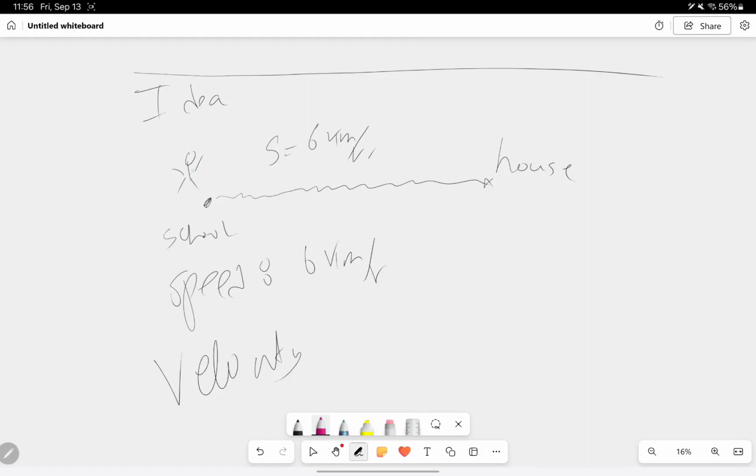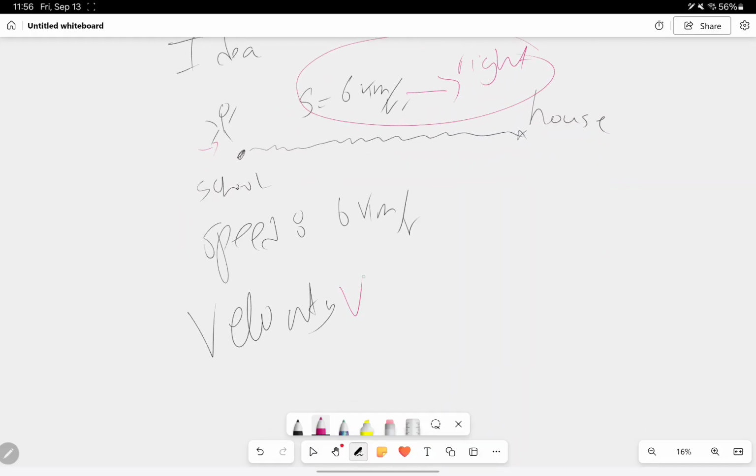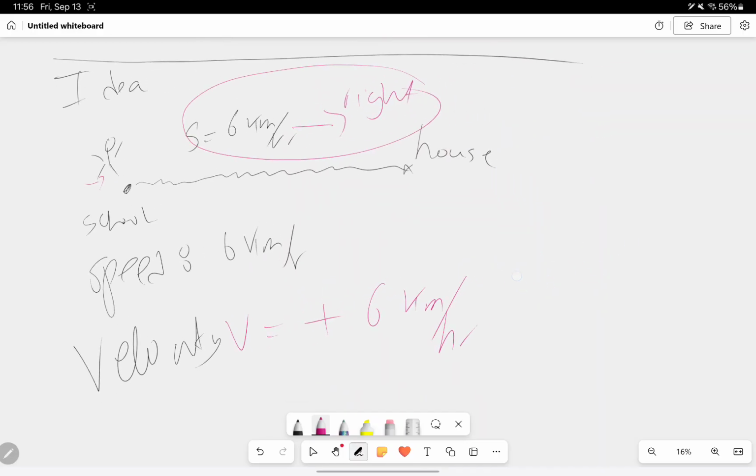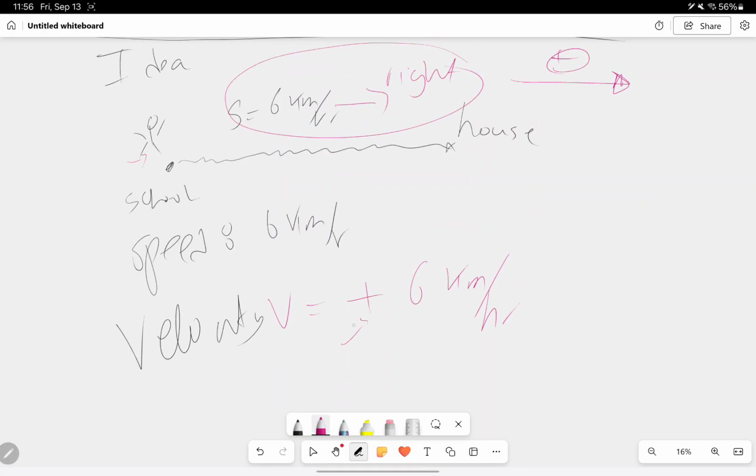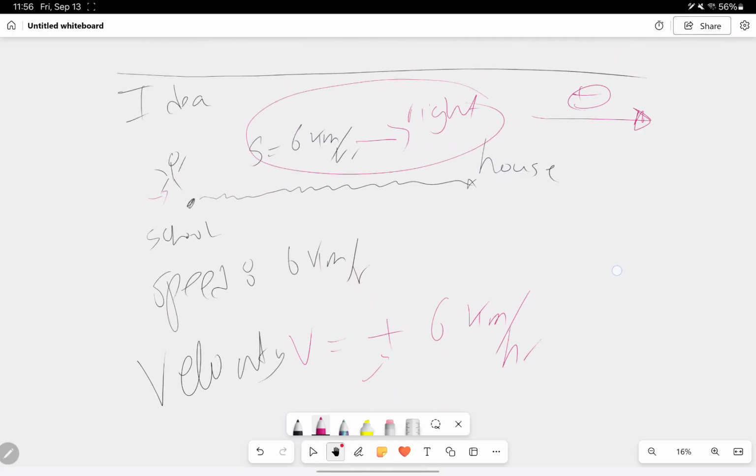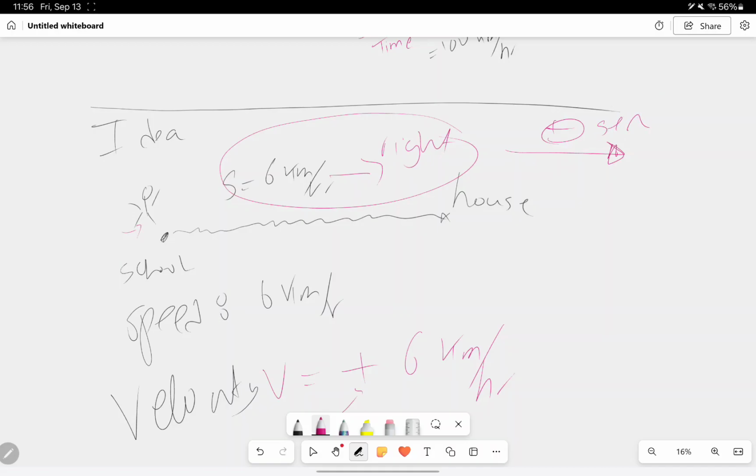But if I told you that this guy moved from school to his house, to the right, for example his house was to the right of the school, since over here I included direction, this becomes the value 6 kilometers per hour with a positive sign. Of course, let's assume, what do we assume by positive sign? Let's take everything that moves to the right as positive. So velocity represents moving at 6 km per hour to the right with respect to the school.